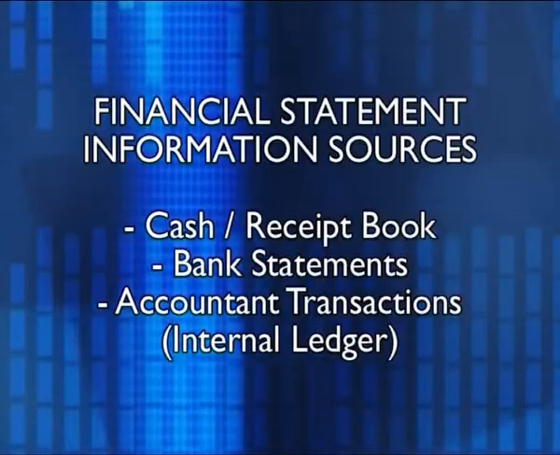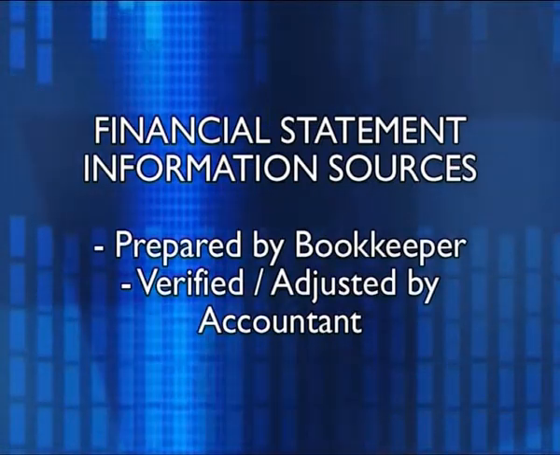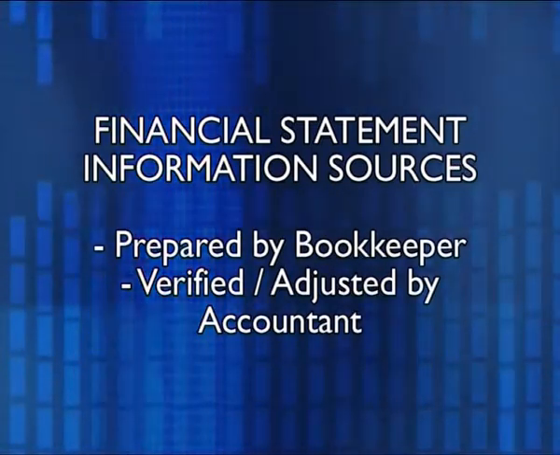Okay, so how are financial statements produced? Where do they come from? It's basically an amalgamation of financial information from various sources. It'd be cash transactions through a cash book, it could be bank transactions, it could be transactions generated by the accountant, and the bookkeepers generally put that information together, and then the accountants generally do the end of year adjustments for things like depreciation, tax calculations and profit distributions.